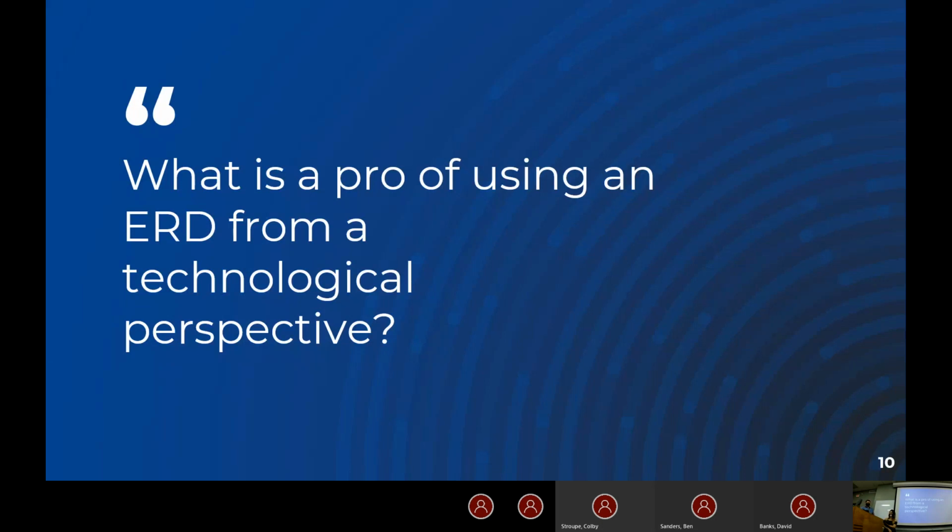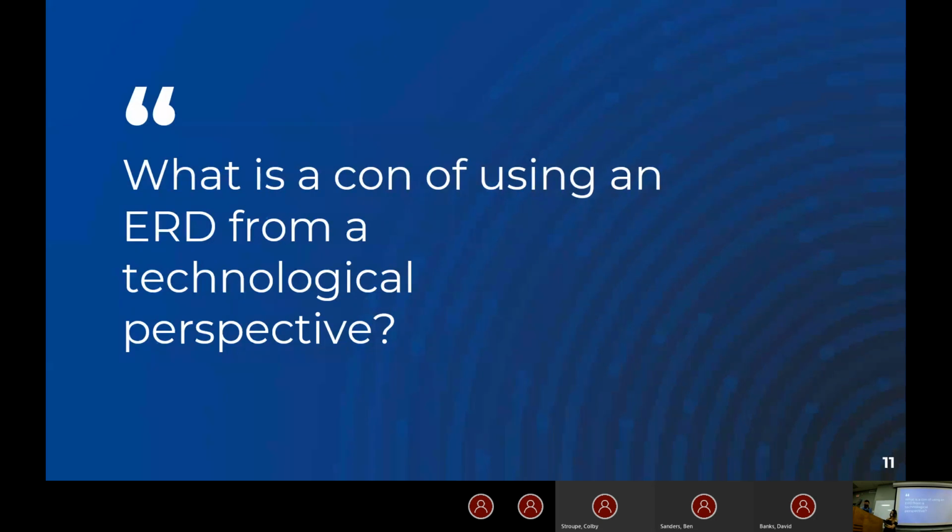What is question 3? A con from a technological perspective of an ERD.